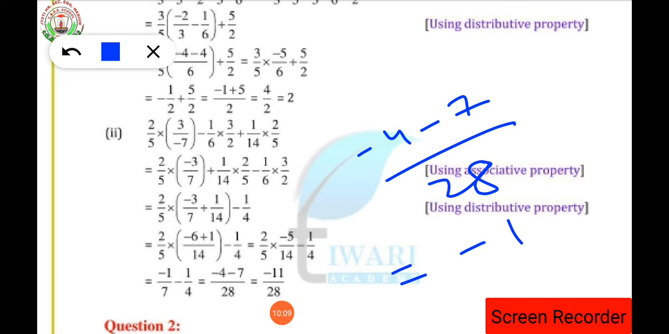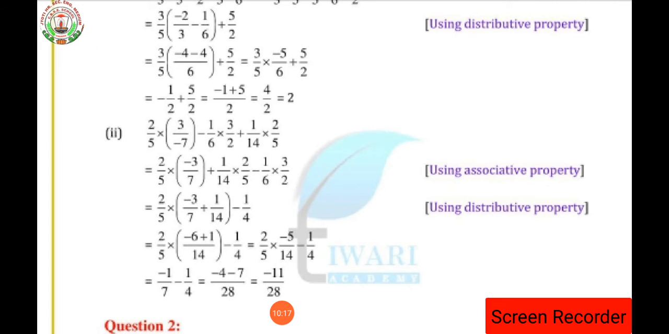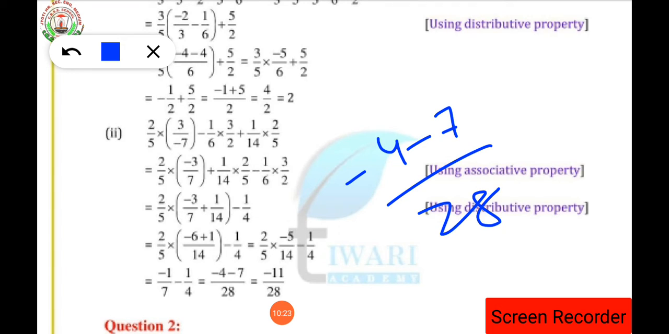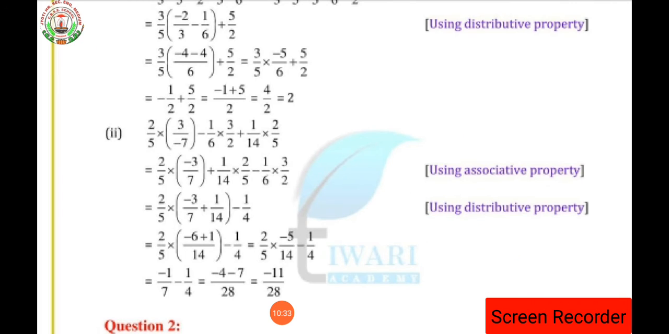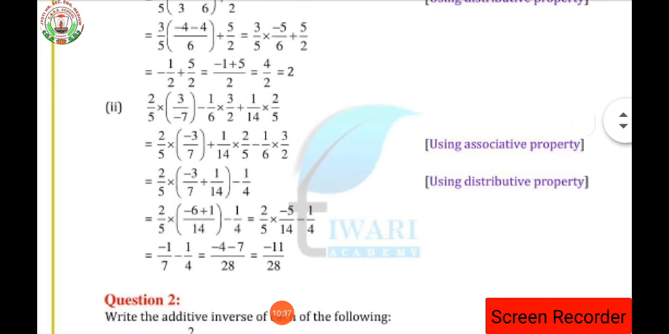So what will be? Minus 11 by 28 is the answer. What is the answer, students? That answer we are going to solve: minus 7 minus 4 upon 28. So while adding, minus and minus is plus, isn't it? So 7 plus 4 will be 11. The sign will be minus. So minus 11 upon 28 is the answer for this. So in this way you have to solve question number 1.